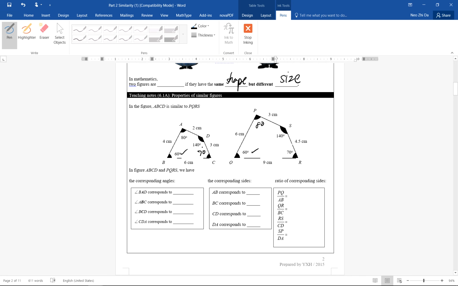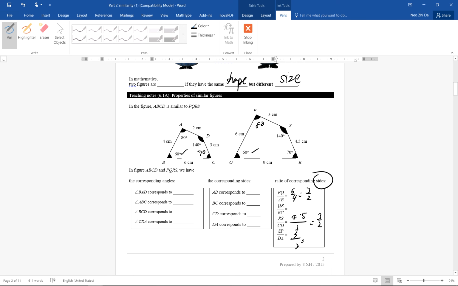For the sides, we are no longer saying that the actual lengths are the same, but that their ratios are the same. What do I mean by that? For example, PQ over AB, 6 over 4, the answer is 3 over 2. Randomly pick the last one, SP is 3, DA is 2. Can you see that the ratio is the same? Maybe we pick another one, RS is 4.5 over 3. Key it into a calculator, 4.5 divided by 3, and you realize the answer is only 3 over 2.